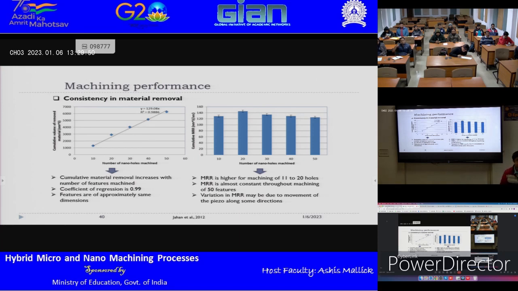Sir, you measure the MRR, so for the first 10 holes, then the next 10 holes, how do you measure? You can calculate the volume, right? And then you have the time that you used. Yeah. Generally, experimentally, we measure by weight, but here we measured by looking at the profile. From the profile you get the diameter and depth, right? And it is cone shaped, so I used the cone formula to get the volume.